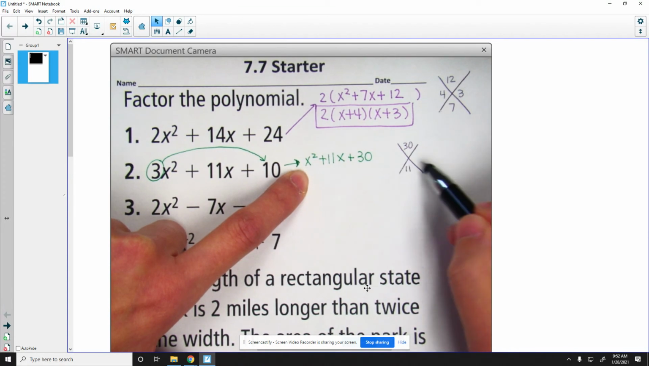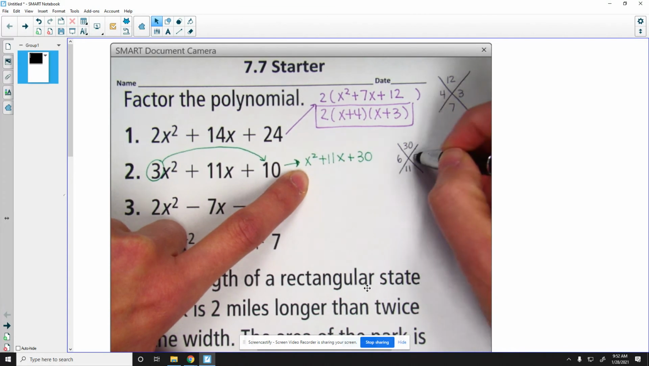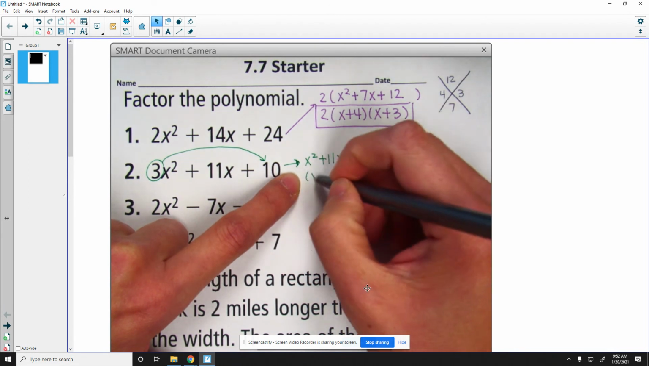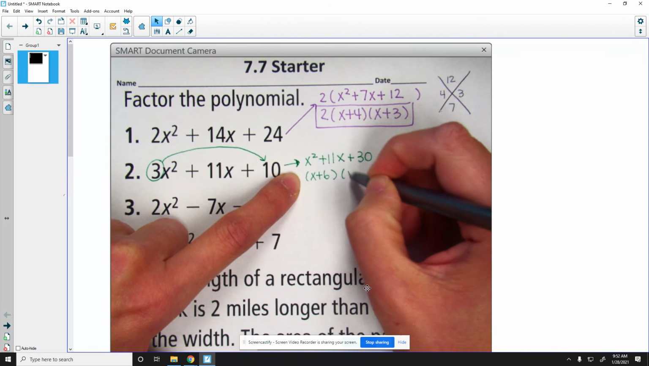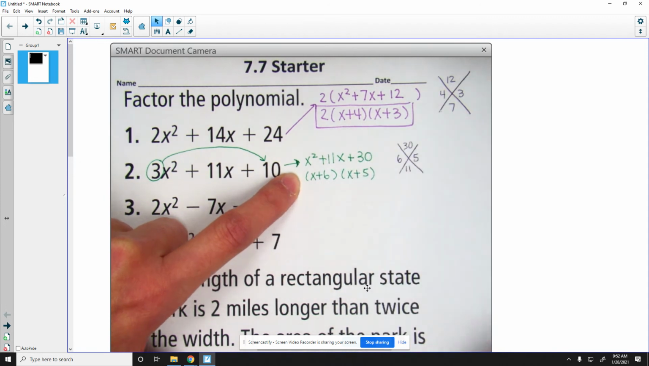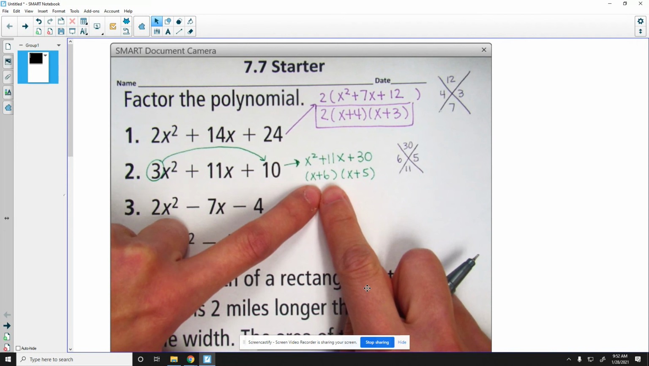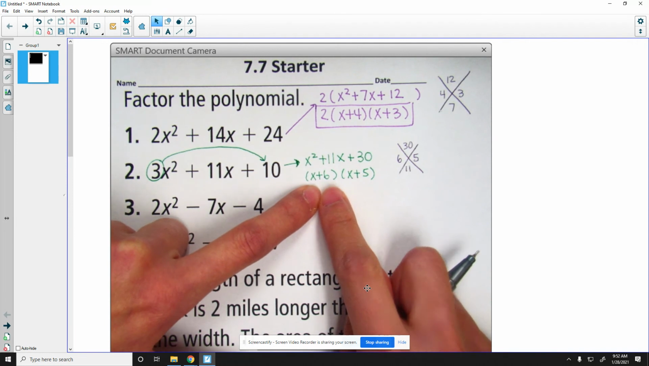What are the two numbers? 6 and 5, 5 and 6, doesn't matter the order. So I have x plus 6, x plus 5, but I'm not done yet. Does anyone remember what did I have to do next? Read what I have to do. You divide it by 3, right?